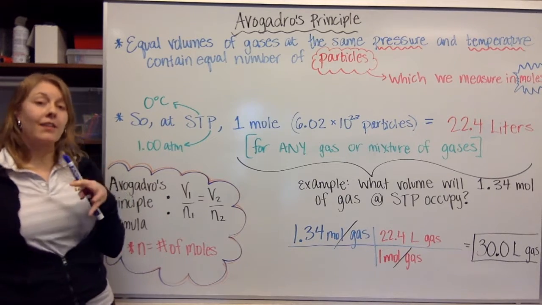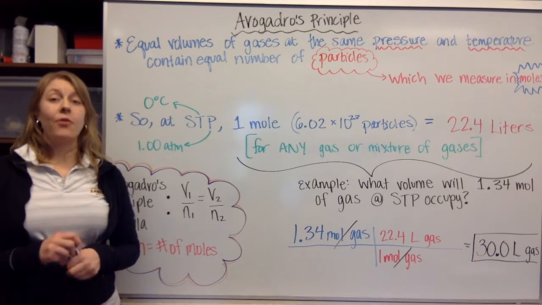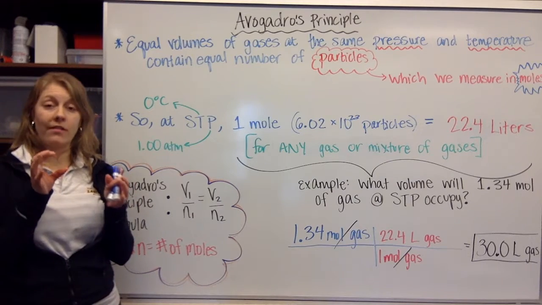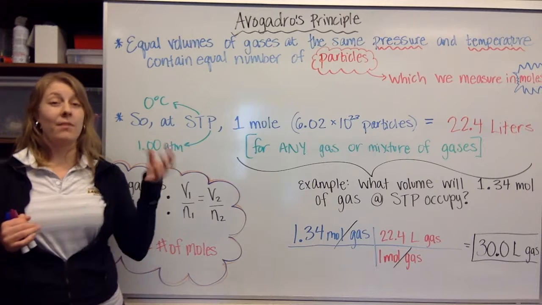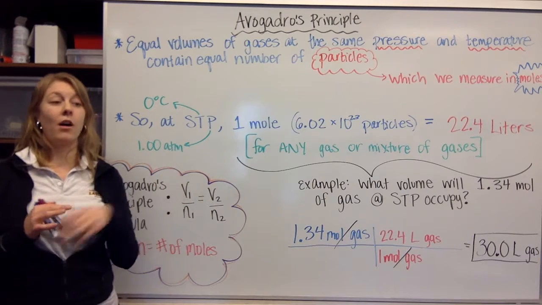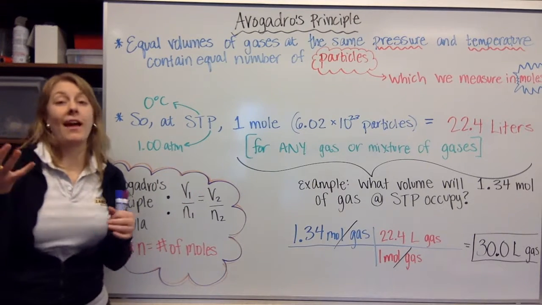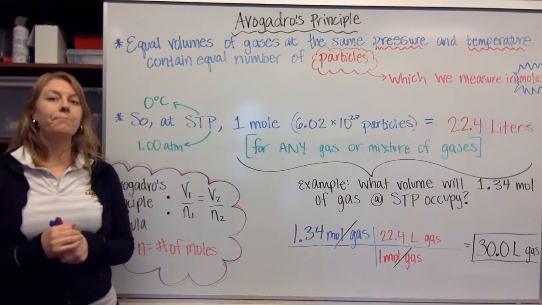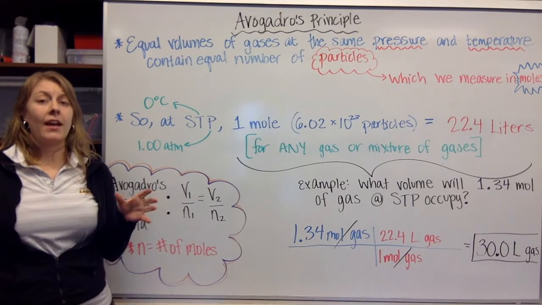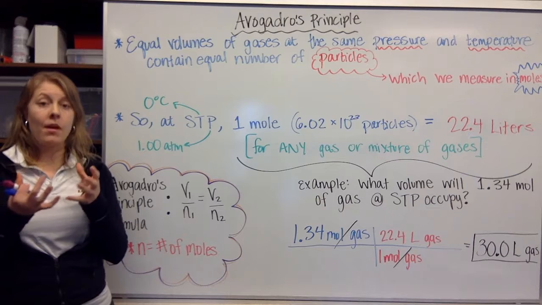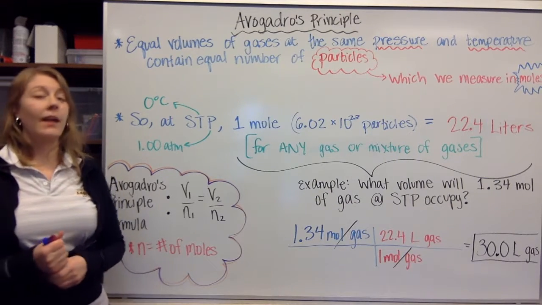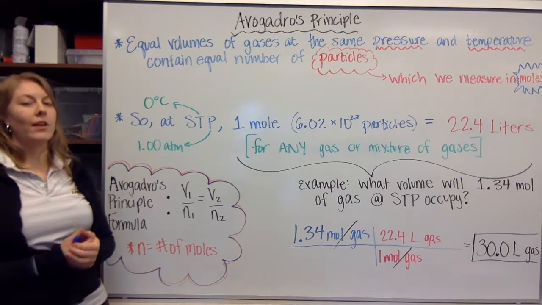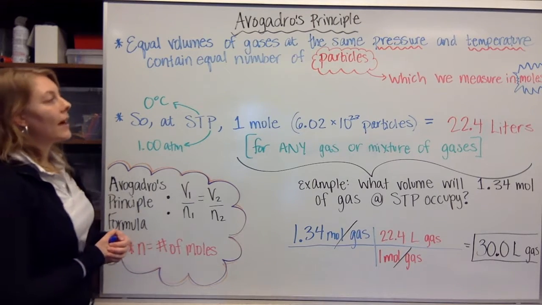You can flip that to also say that if you have the same number of particles of two different gases, doesn't matter how big these gases are, so we could be comparing oxygen gas, which is pretty small, with krypton gas, which is a lot larger, they will take up the same amount of space. They'll have the same volume if they're at the same pressure and temperature, okay? So that's Avogadro's principle, and we actually have a formula that goes along with this.